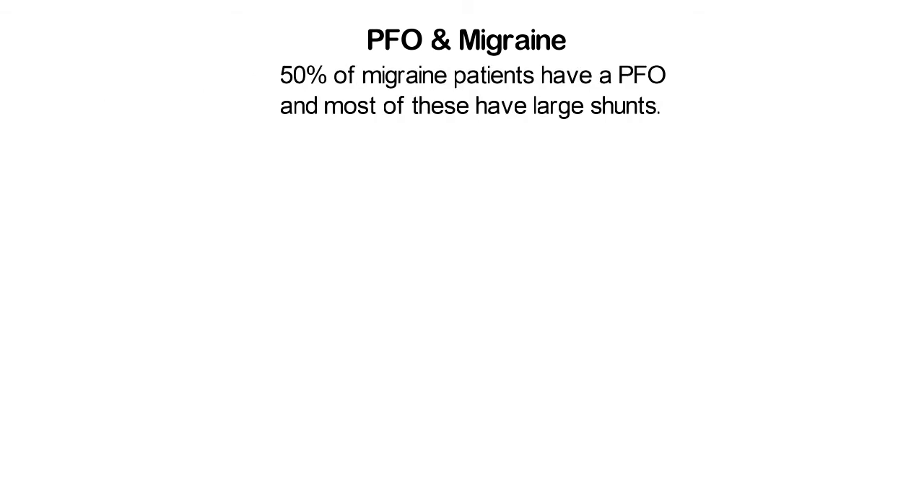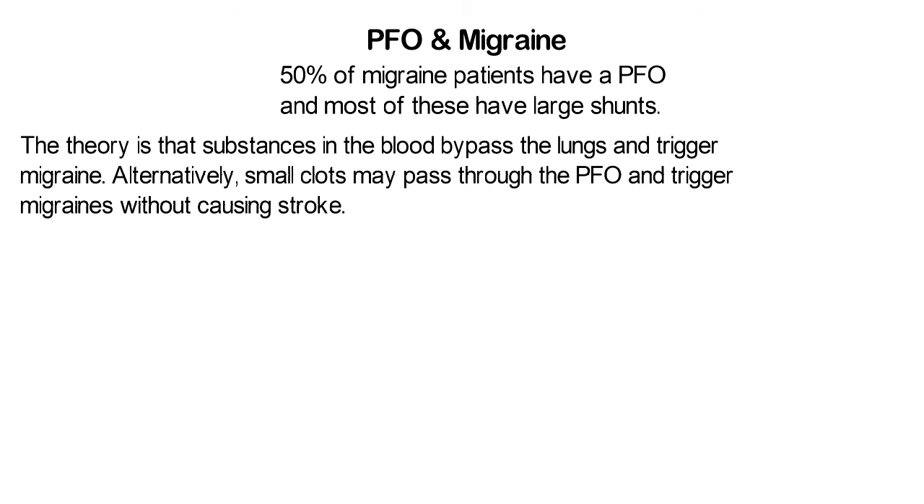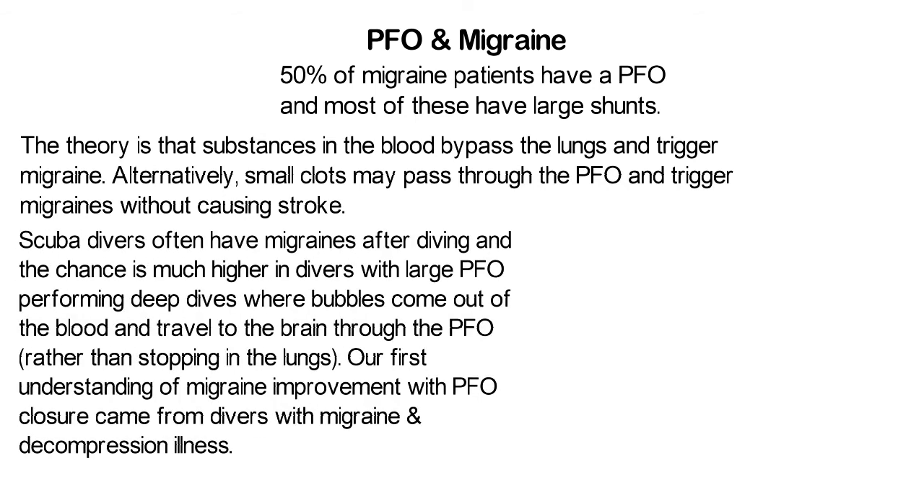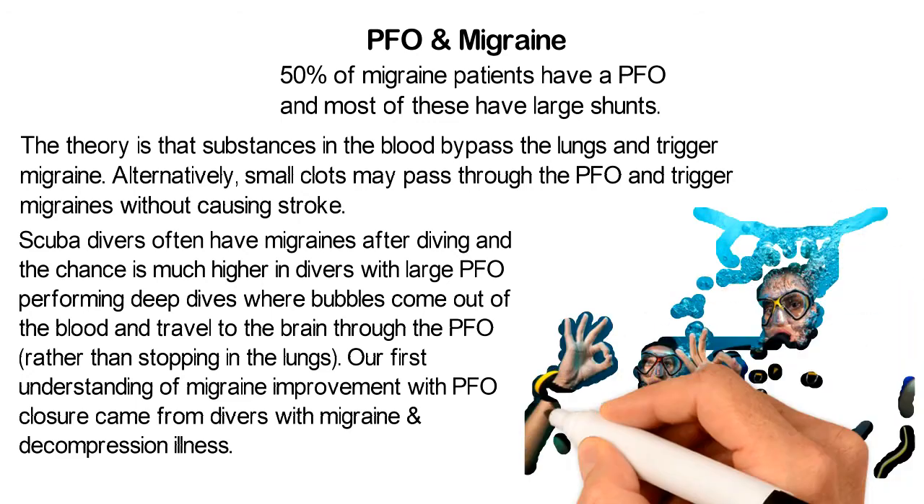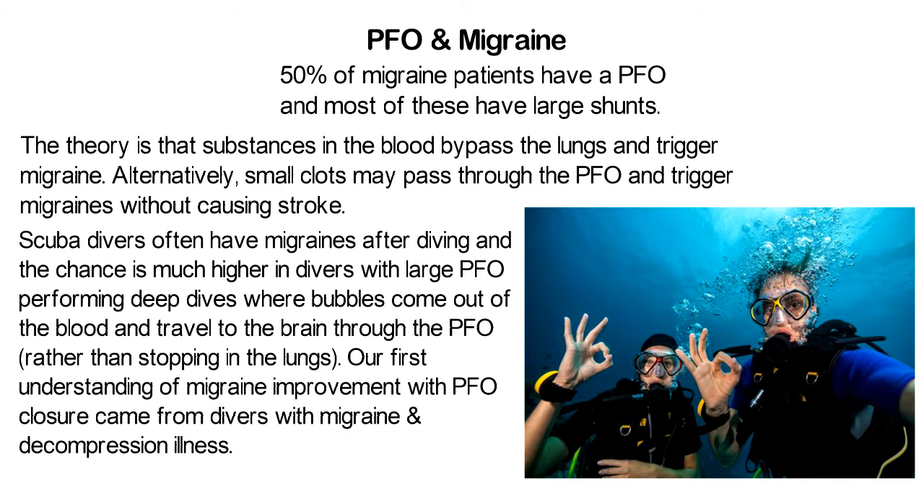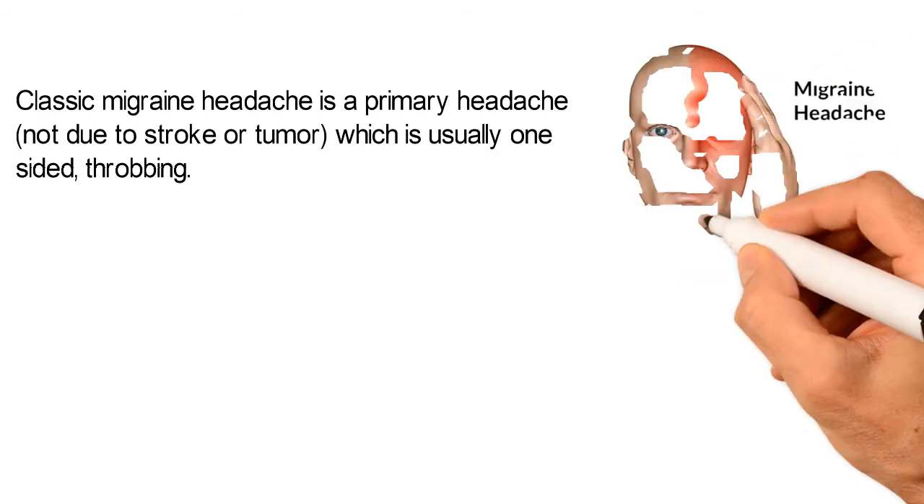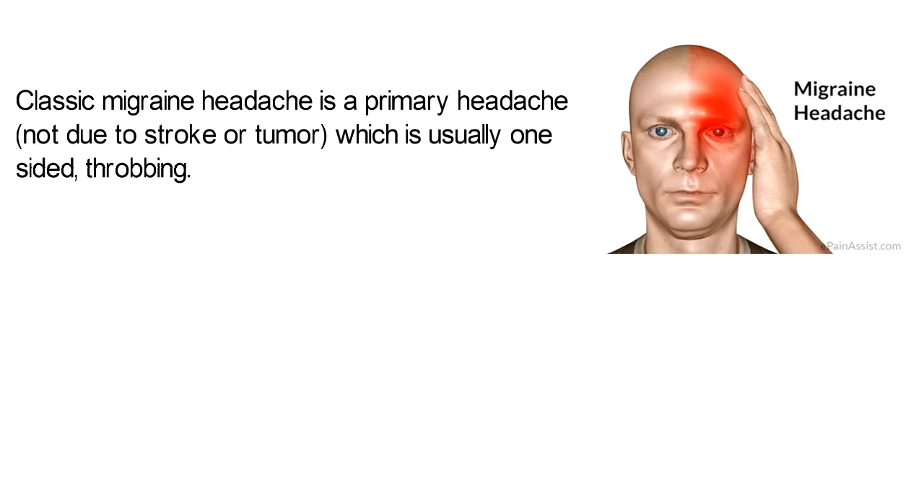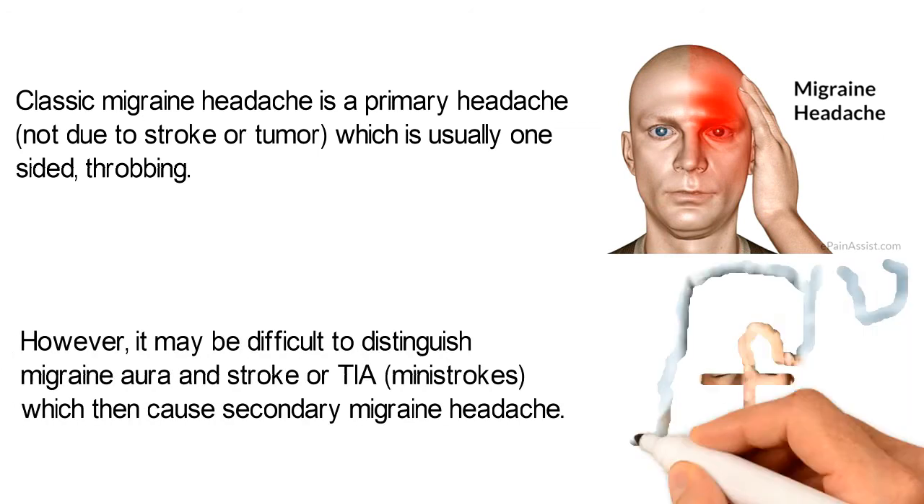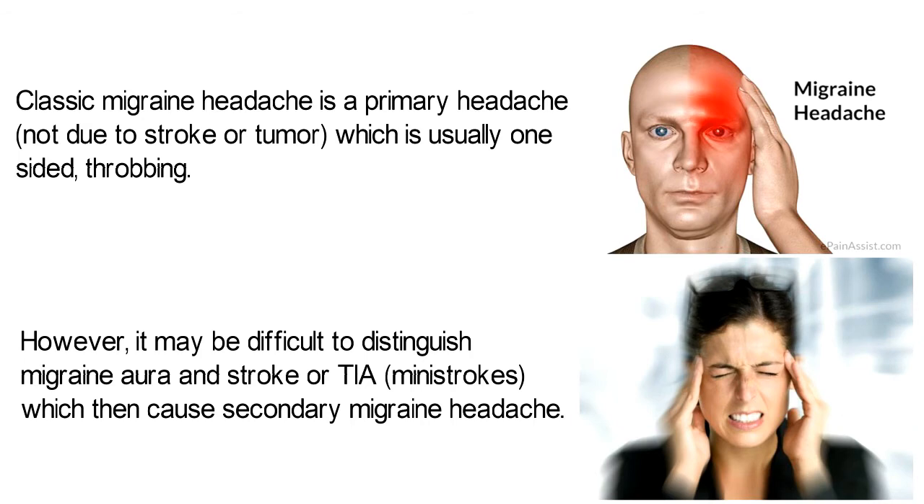PFO and migraine. 50% of migraine patients have a PFO, and most of these have large shunts. The theory is that substances in the blood bypass the lungs and trigger migraine. Alternatively, small clots may pass through the PFO and trigger migraines without causing stroke. Scuba divers often have migraines after diving, and the chance is much higher in divers with large PFO performing deep dives, where bubbles come out of the blood and travel into the brain through the PFO rather than stopping in the lungs. Our first understanding of migraine improvement with PFO closure came from divers with migraine and decompression illness. Classic migraine headache is a primary headache not due to stroke or tumor, which is usually one-sided throbbing. However, it may be difficult to distinguish migraine aura and stroke or TIA mini-strokes, which then cause secondary migraine headache.